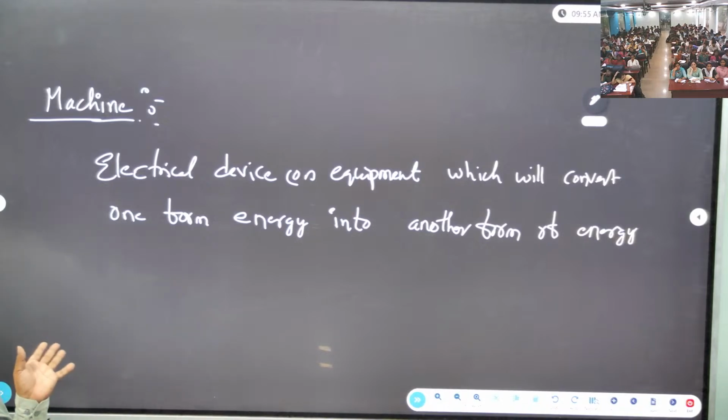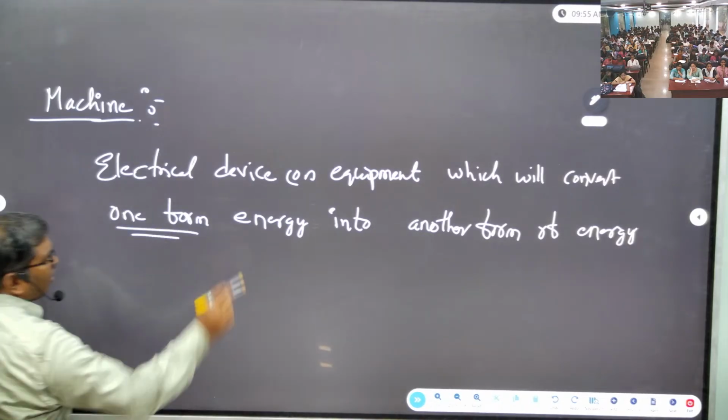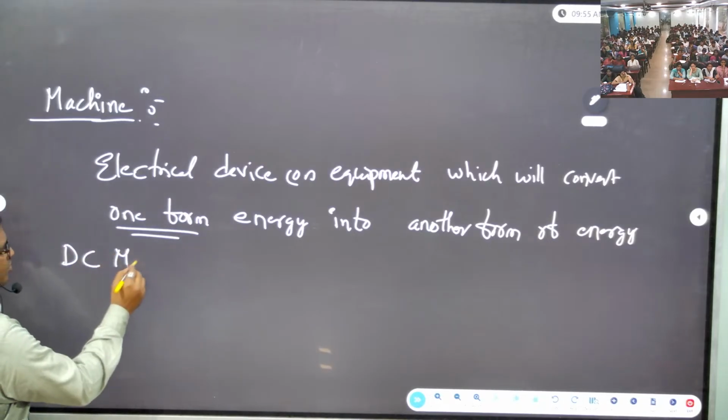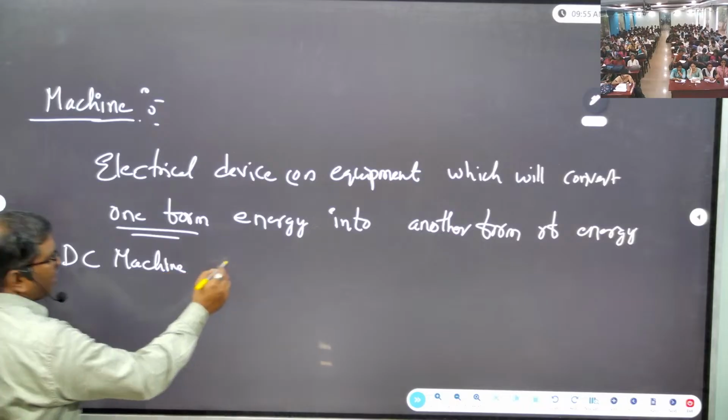So a machine is nothing but an equipment or device which will convert one form of energy into another form of energy. Depending upon the energy we are converting and depending upon the supply we are using, we can categorize these machines as DC machine and AC machine.